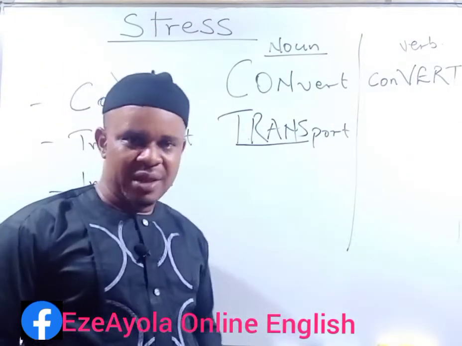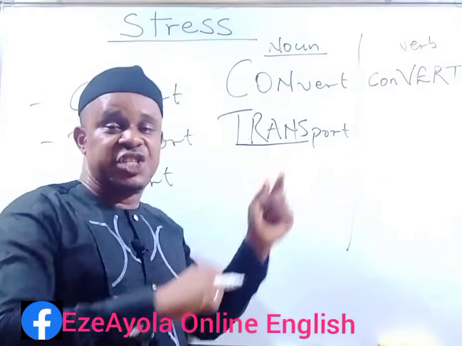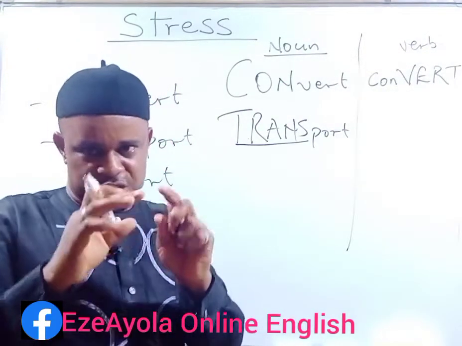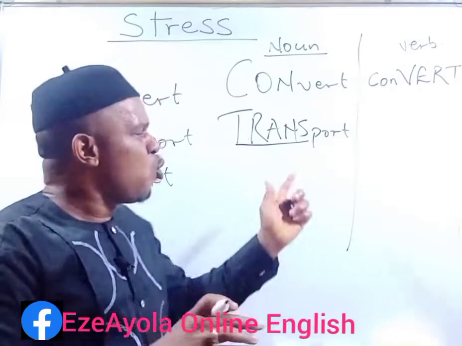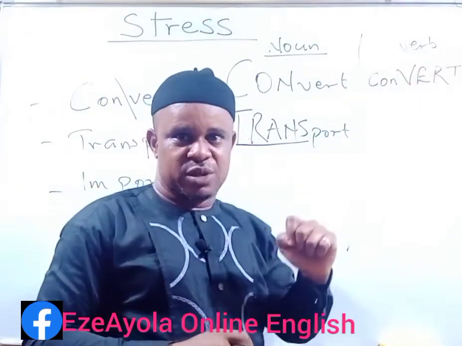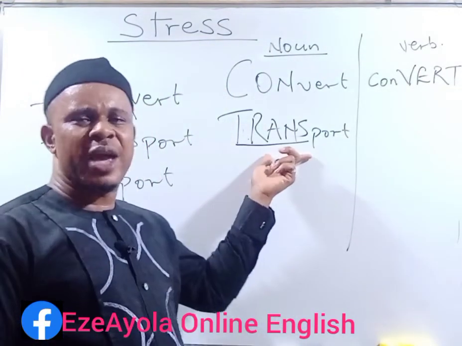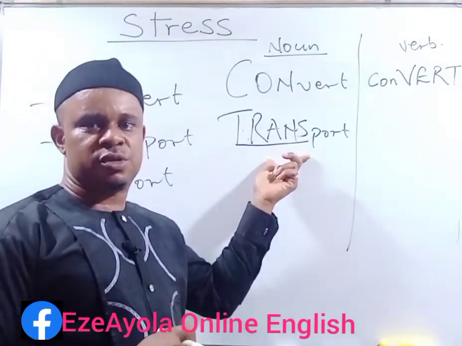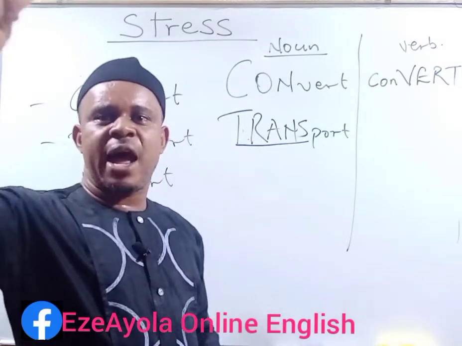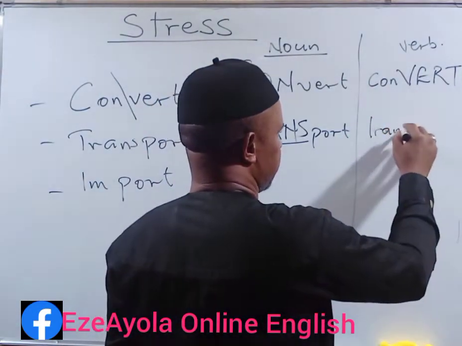Also remember that when the stress is on the first syllable and the word is a noun, the sound of that word, of course, will take a particular shape. And when the stress goes to the second syllable and the word becomes a verb, the sound of such word will also change. So here we have it as what? Transport. All right? You notice that the first syllable takes the higher stress. Transport. And the second one becomes what? Transport.